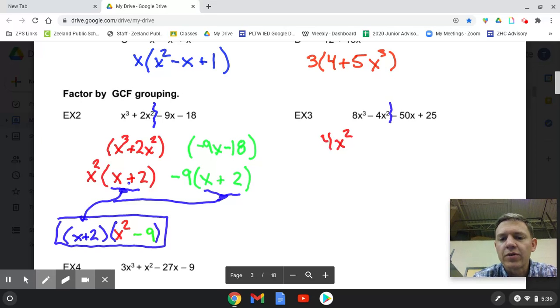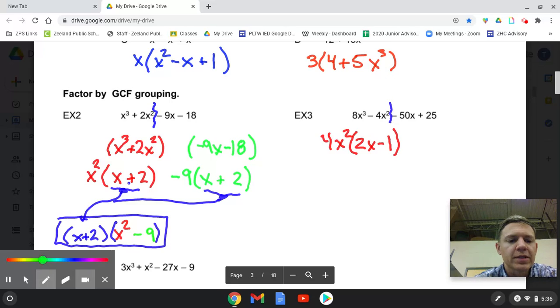Okay, 4 goes into 8 and 4 goes into 4. That leaves me with, well, 4 goes into 8 twice. X cubed, if I take an x squared out of x cubed, it leaves me with an x. Minus 4 goes into 4 once. And if I take an x squared out of x squared, I don't have any left, I just have a 1. All right. Switch over to green, do the right side.